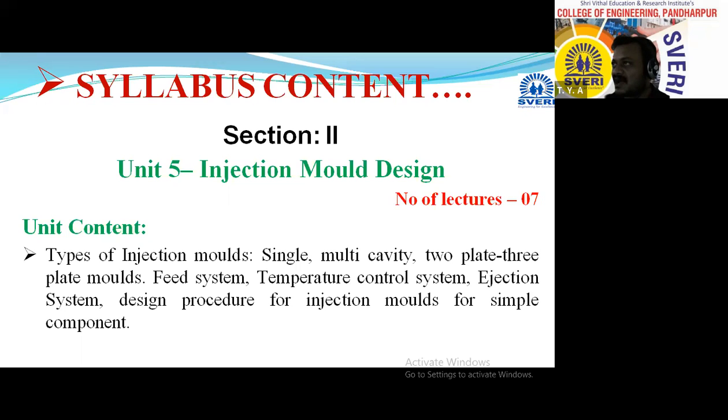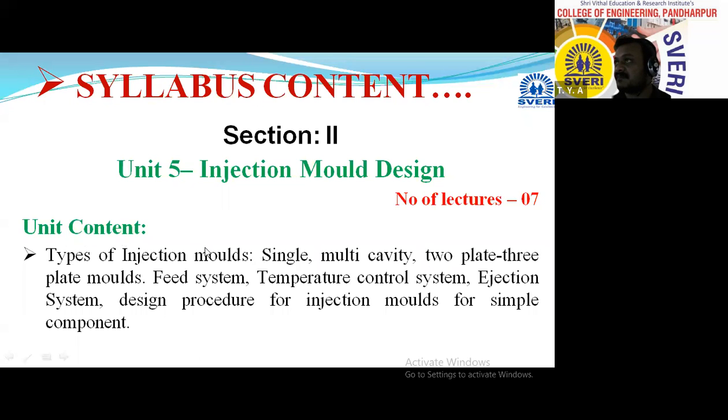Depending on this injection mold design, two practicals are there. One practical will be based on the initial part, means types or basic parameters like single cavity, double cavity mold, or 2-plate, 3-plate molds. Depending on that, one practical will be there, and the second practical will be on design procedure. One practical component we will take, and how to design the mold for that particular component, that we will discuss.